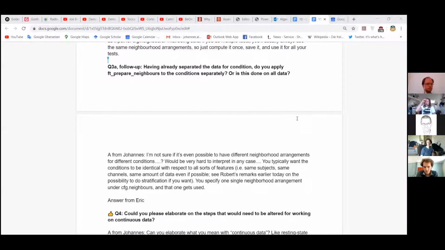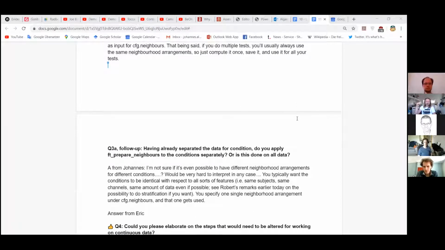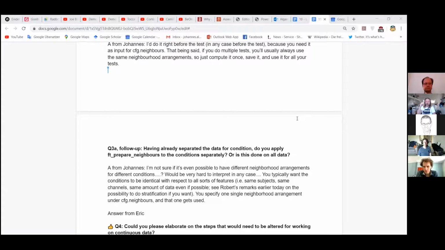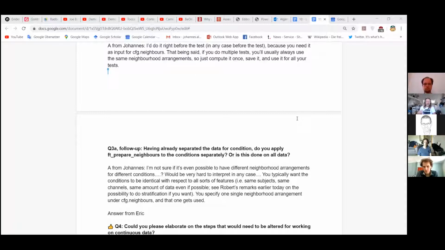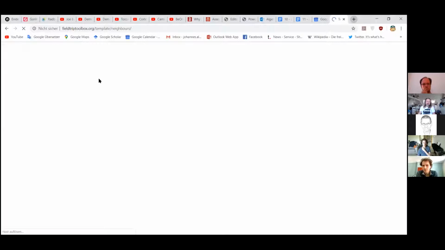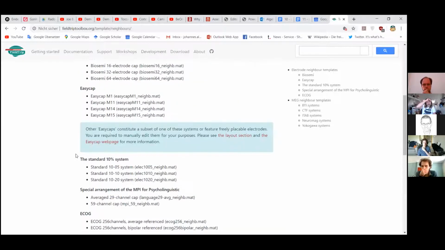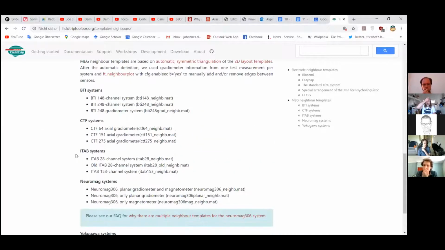So I've just pasted a link to the FieldTrip website in the Zoom chat. If you look in the documentation, you can find the template documentation, and there are also neighbor templates. We have a bunch of neighbor templates for systems that are well characterized, such as the CTF 151, the CTF 275, but also for the 10-10, the 10-20, and the 10-5 system. And these are included in FieldTrip.